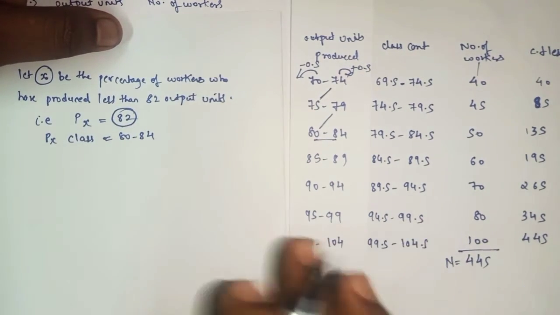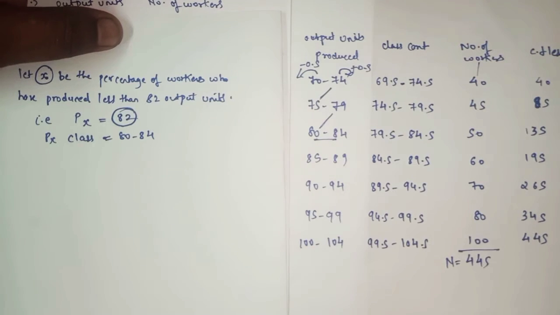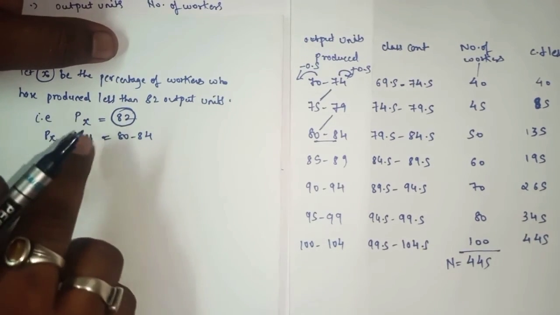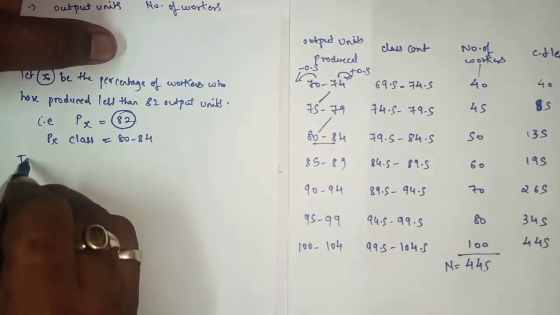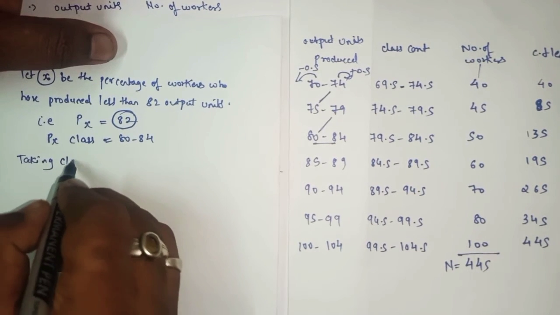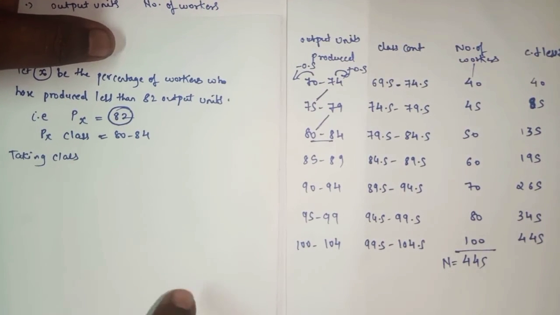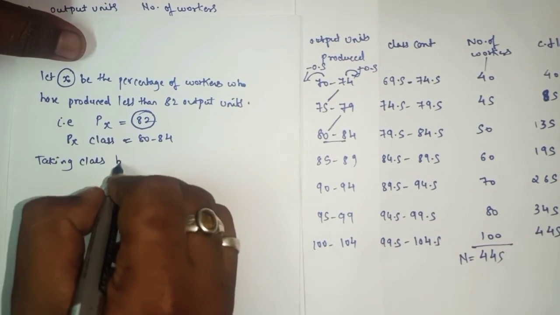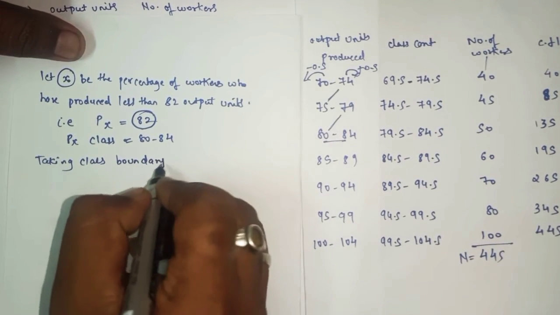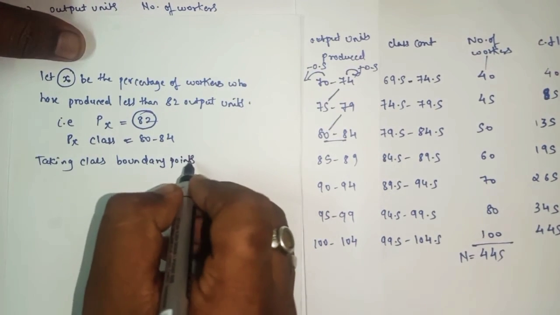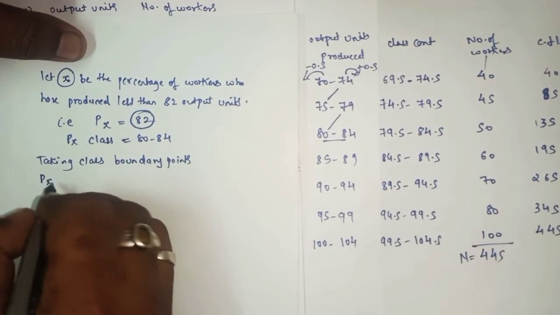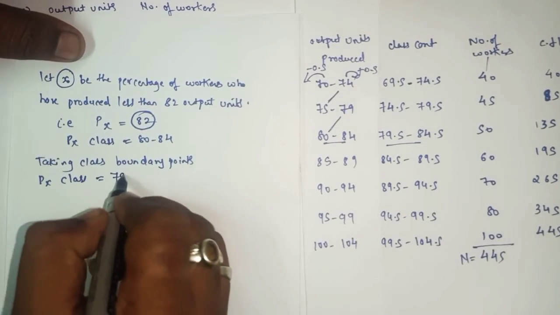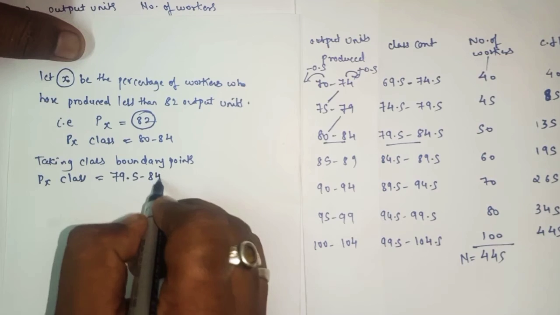As we know, we have to make the class continuous whenever we have to find quartiles, deciles or percentiles. So after making the class continuous, the class will change. Taking the class boundary points, the class will now be 79.5 to 84.5. Yes or no?